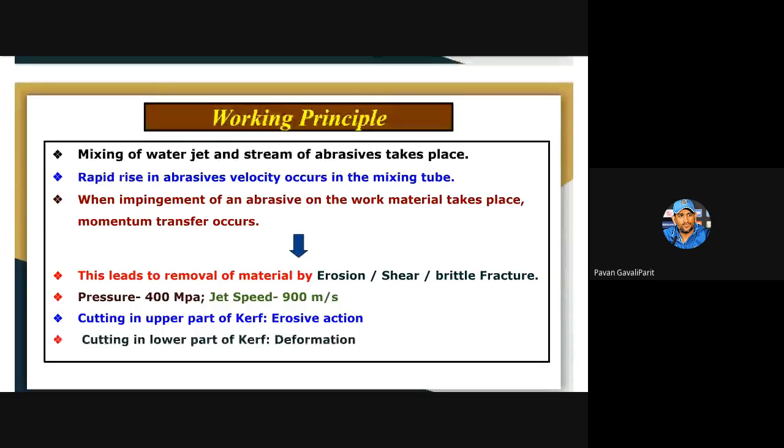Here pressure is normally 400 megapascal, and the maximum jet speed that you can obtain is up to 900 meters per second. That is a high velocity. And again I want to mention that whatever slot we get is called kerf. The cutting in the upper part of the kerf will take place due to a mechanism called erosion action.